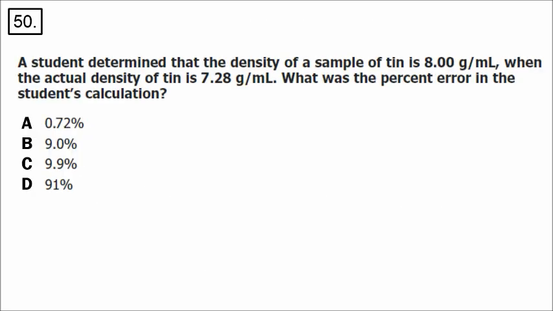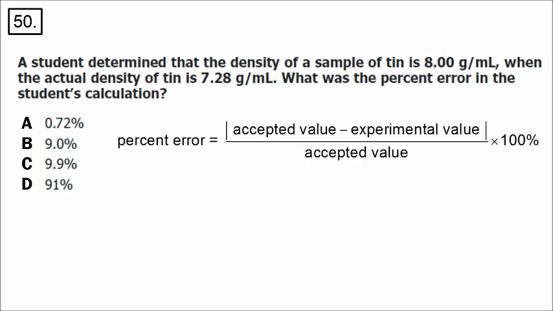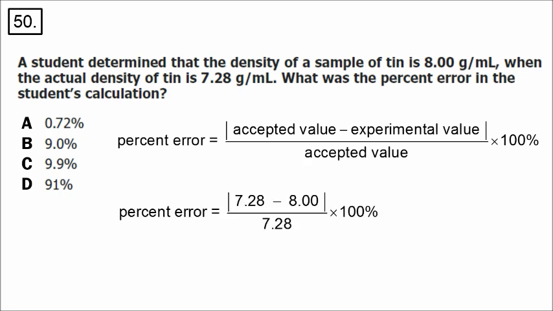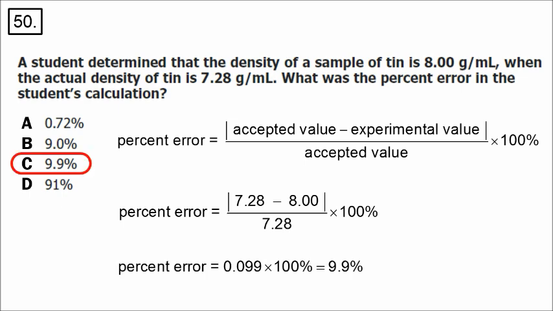Number 50. 8.00 grams is the experimental value that the student determined in the lab. 7.28 is the actual value. So accepted minus experimental divided by the accepted value times 100. So the difference between 8 and 7.28 is 0.72. Divide that by 7.28 and times 100, and we get 9.9%.